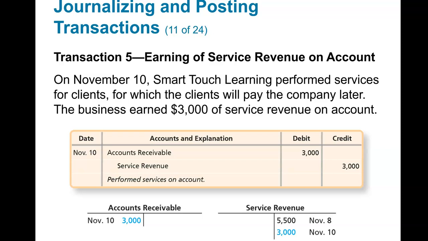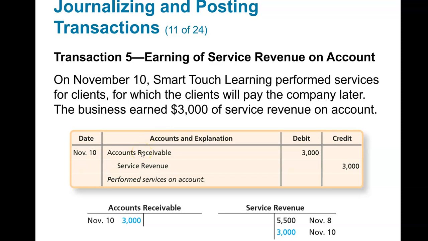Okay, similar entry because we performed $3,000 worth of services, so we earned revenue, but they did not pay us yet. See here, on account, we earned revenue on account, meaning the customer owes us this time. So what is that account when someone owes us the business money? It's accounts receivable.